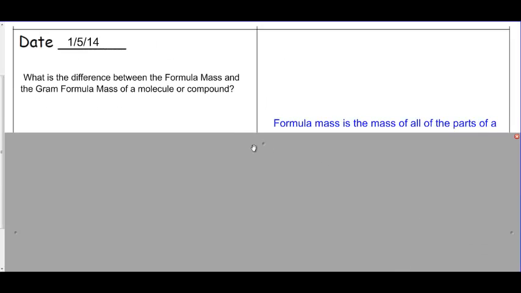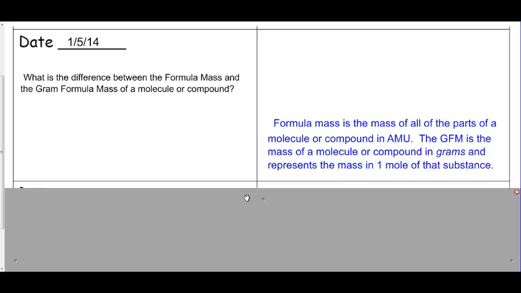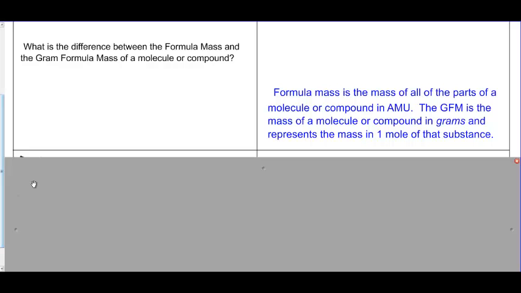So once you have your answer, I want you to check and see if you're close. The formula mass is the mass of all of the parts of a molecule or a compound in AMUs. Okay, the GFM, or the gram formula mass, is the mass of a molecule or compound in grams and represents the mass in 1 mole of that substance. So that's the difference between formula mass and then gram formula mass.